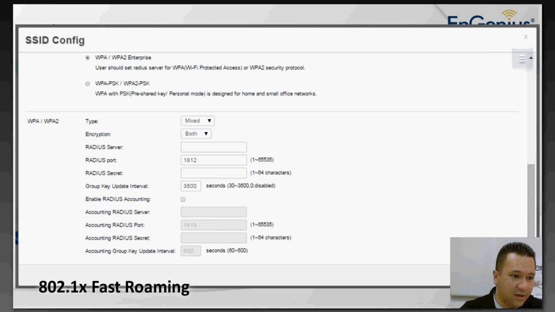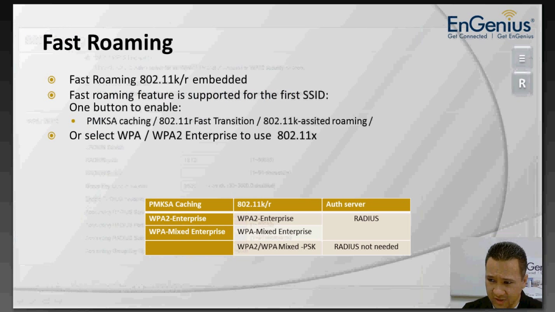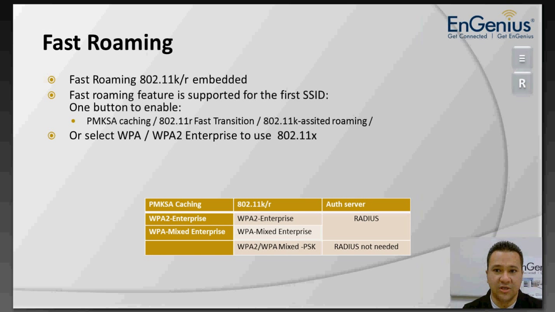Okay, but the new feature that we have built in our EWS system is the 11K and 11R function, and for this function you don't need to have a radius server.